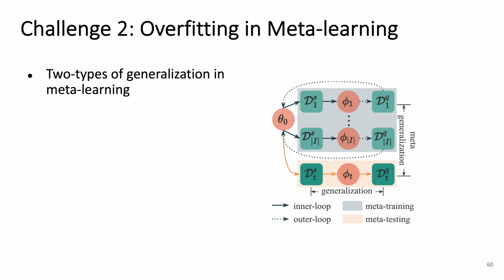So there are two types of generalization in meta-learning. The first one is task generalization.